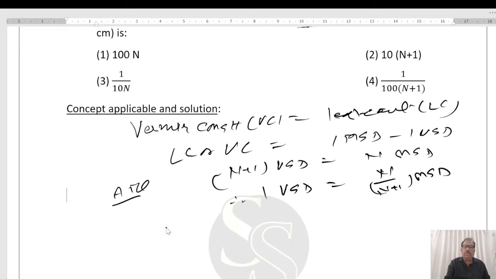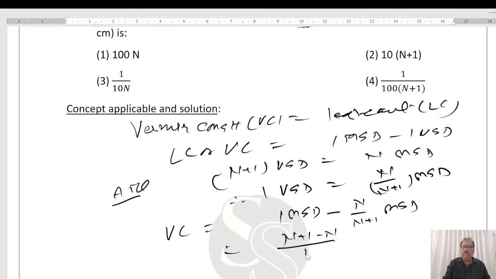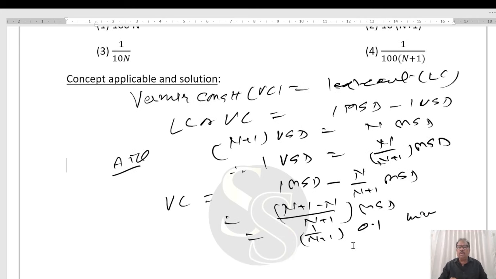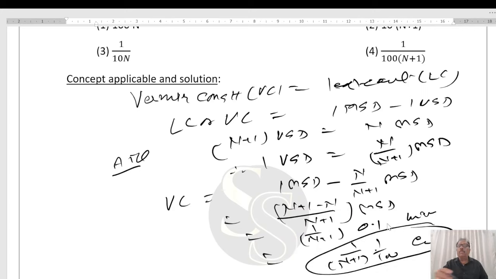Therefore, vernier constant will be equal to 1 MSD minus n over n plus 1 MSD. So n plus 1 minus n divided by n plus 1 MSD. This is equal to 1 over n plus 1 into 0.1 mm. Answer is required in centimeter. This will be equal to 1 over n plus 1 into 1 by 100 centimeter. Option 4 is the correct answer, right? Next question.